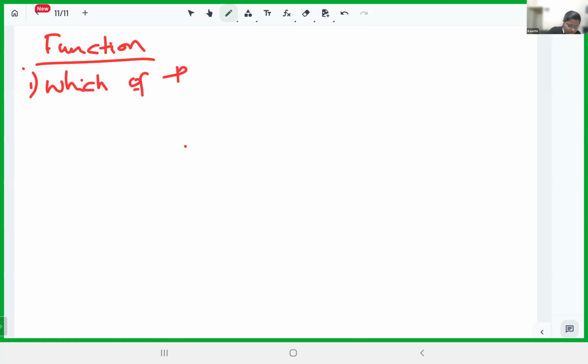Okay, so now we have completed all the MCQs from the relation section. All right, now we are moving on to the function part. There are some important MCQs from this session also, that is function. The first question is, which of the following functions is 1-1?